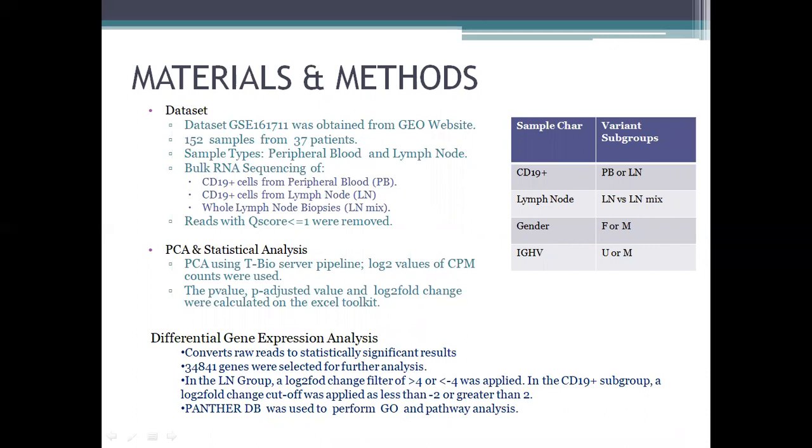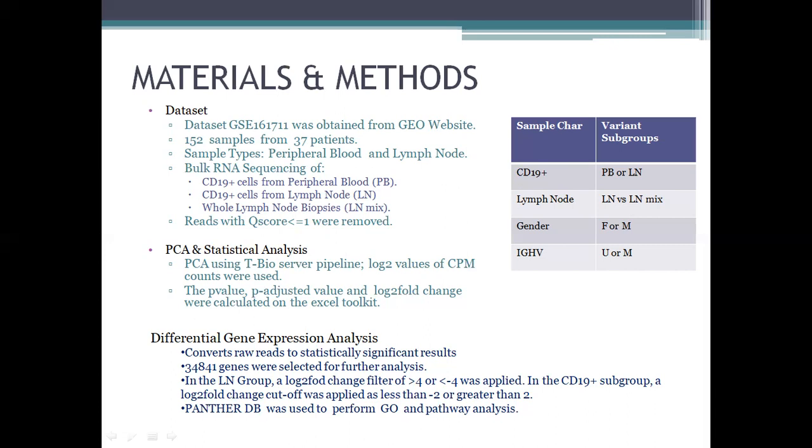The peripheral blood sample only contained CD19 positive cells that were filtered and extracted, and the lymph node gave 2 kinds of samples, namely CD19 positive cells that were filtered and isolated, and that group was called LN, and the whole lymph node biopsies, that was LN mix, where a mixture of other kinds of cells such as T cells also present in the lymph node and its matrix was also obtained, which was sequenced, and the reads with a quality score of less than 1 were removed.